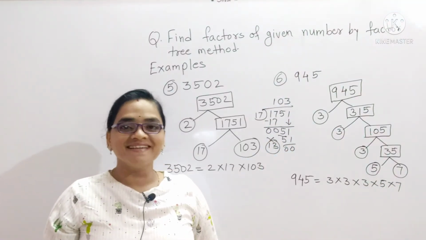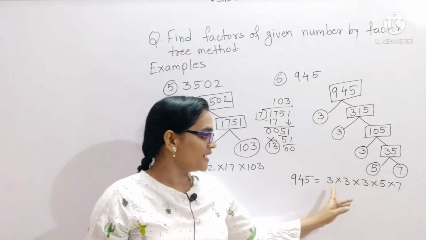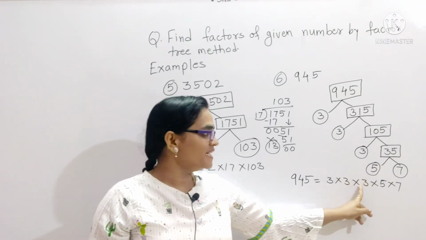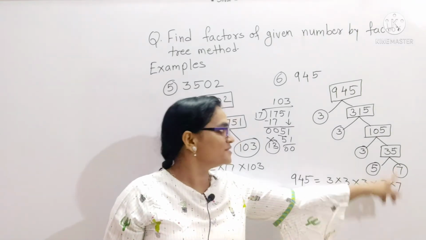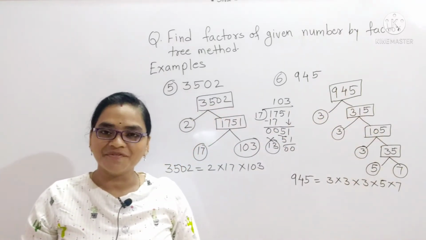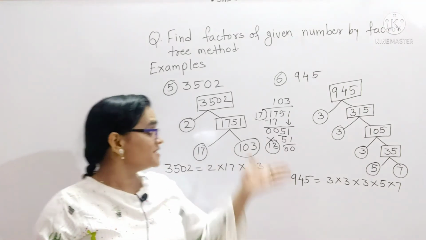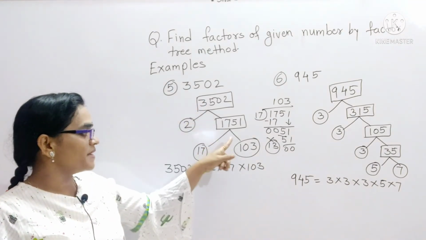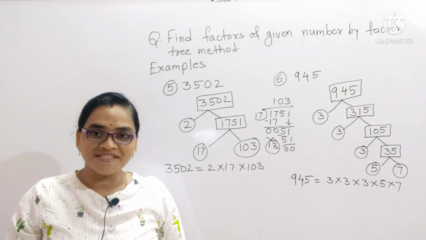And how do we check whether our factors are correct or not? Multiply all the factors. 3 3s are 9, 9 3s are 27, 27 5s are 135, 135 into 7, we are getting 945. Okay. Now another method is there. The first is called the factor tree method, because we see a tree with branch-like structure. The second method is the division method.